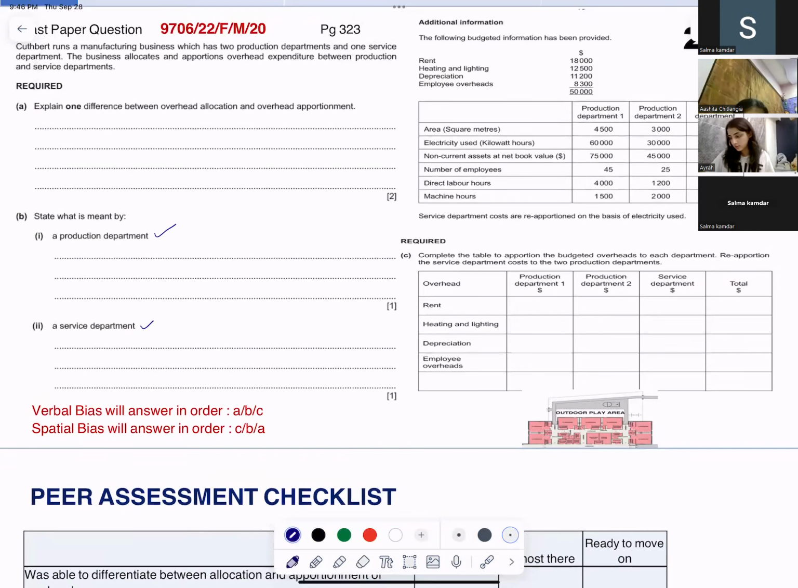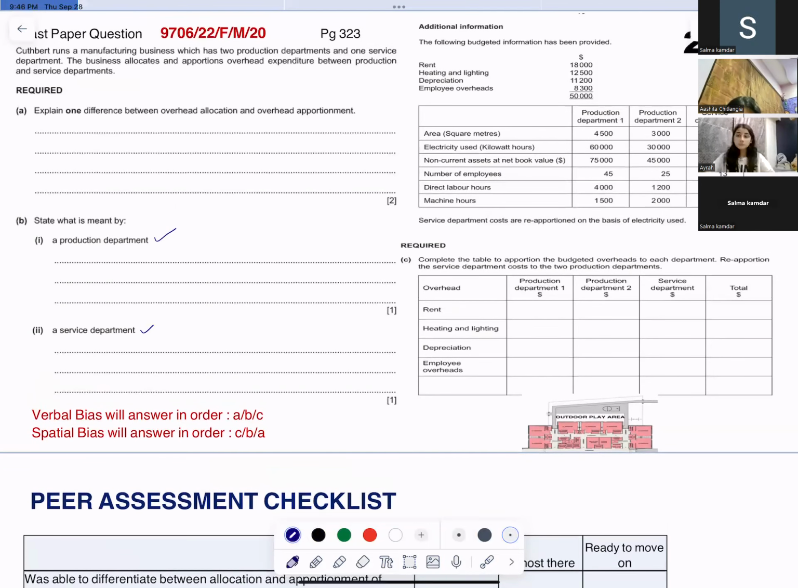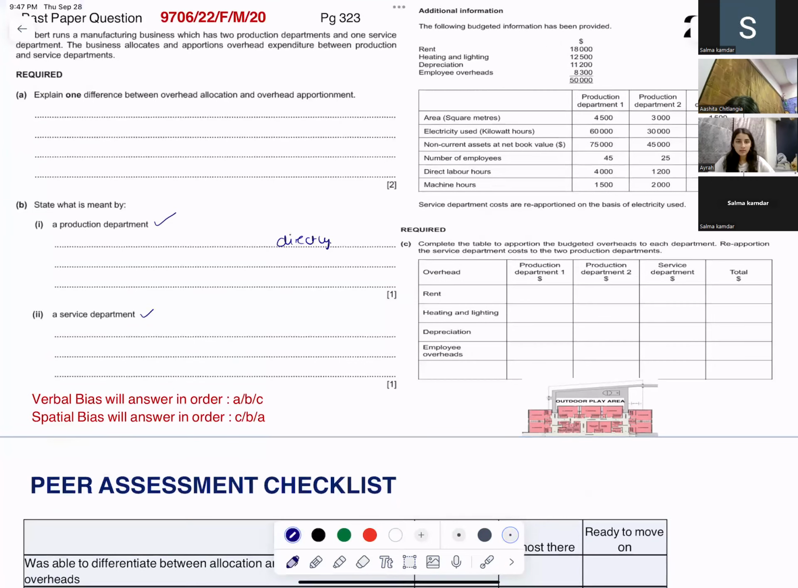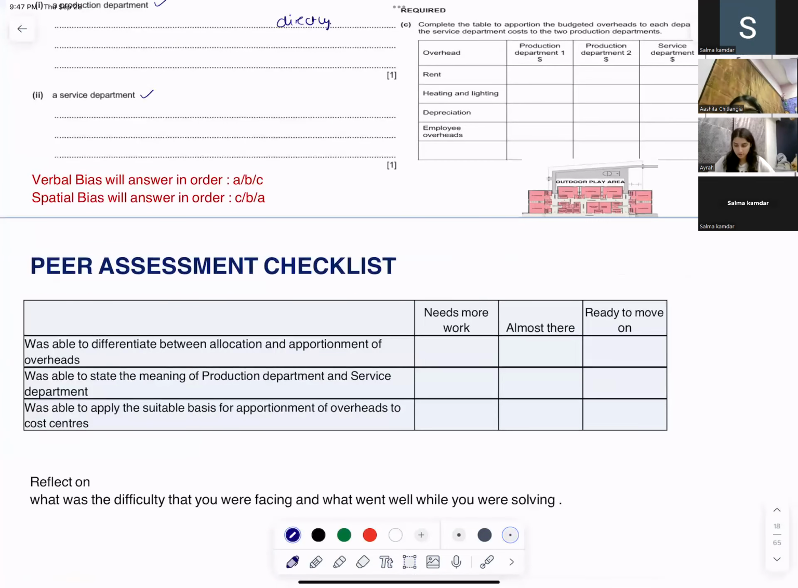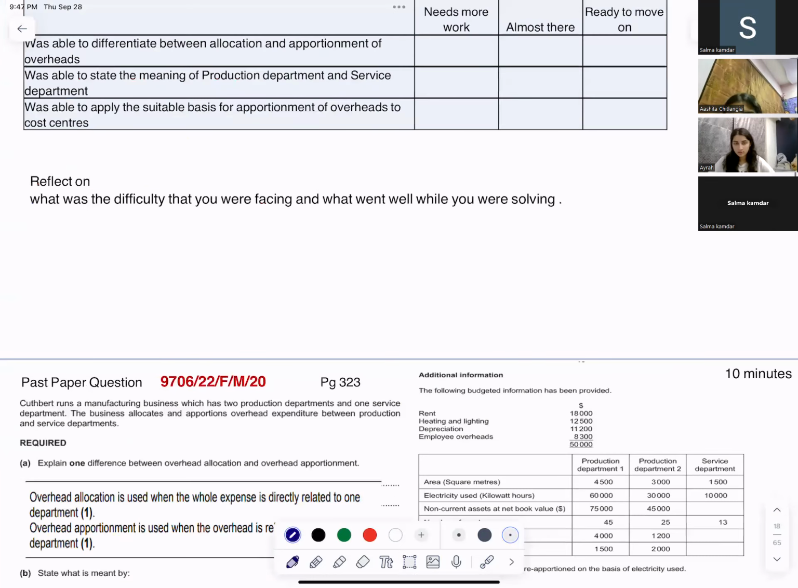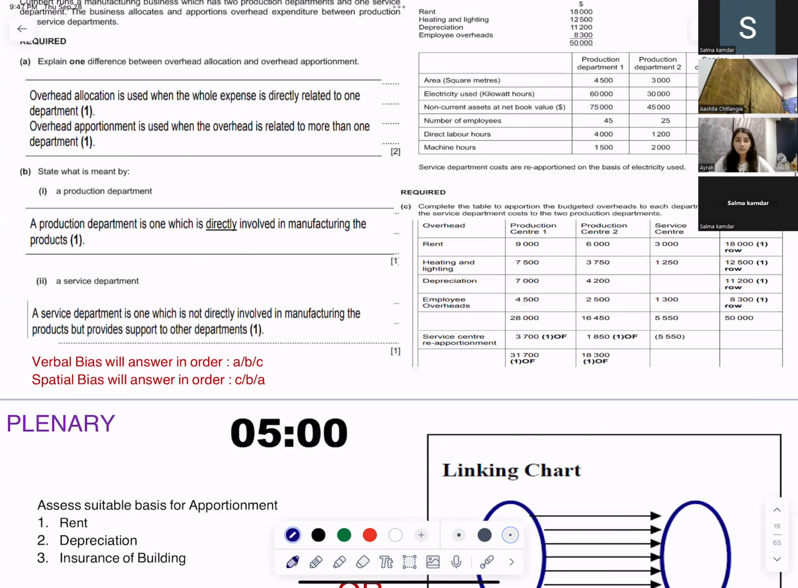A production cost center is where the expenditures are charged on the production of the goods. Okay, what is a production department? It's where the product is directly produced, the manufacturing. And what is a service department? It helps the production cost center to produce the product. It is not directly involved in the manufacturing, but it provides support to other departments.